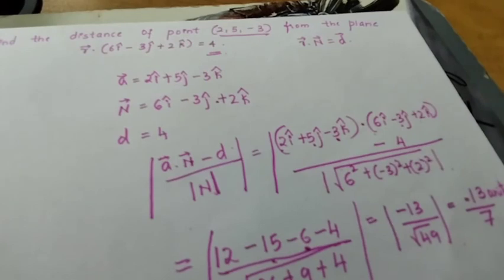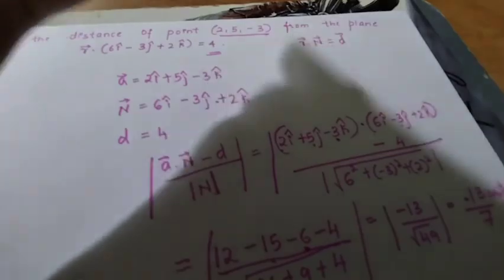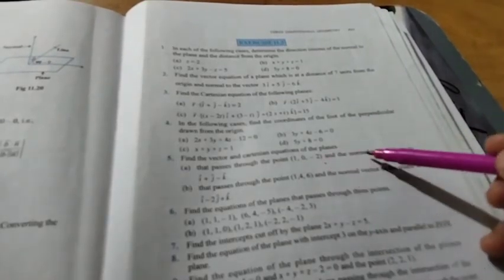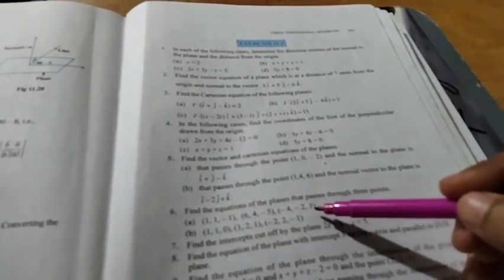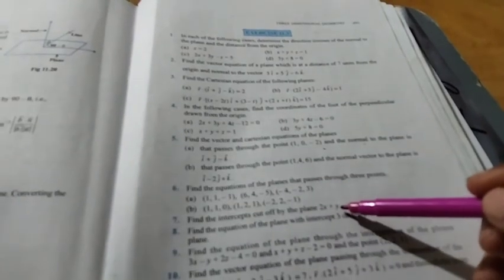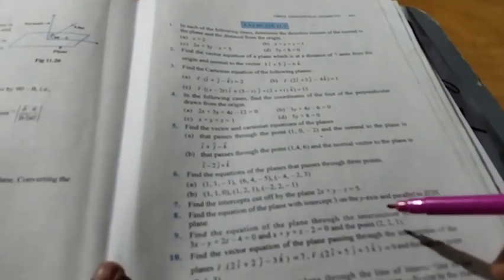In exercise number 11.3 also, if you see, you will get the same kind of equations. Same is followed up here. So try to solve: the equation of a plane in normal form is given, the equation through 3 points is given, and the intercept form is given. Try to solve all these examples.